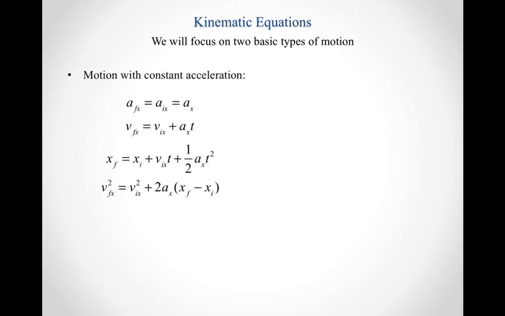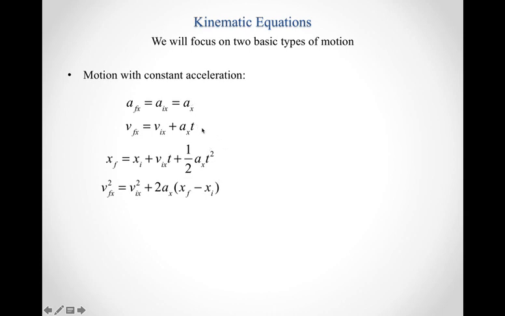The second type of motion that we're going to focus on is motion with constant acceleration. So constant velocity is the first one, constant acceleration is the second one. And so here, instead of our acceleration value being zero, what we know is it's not zero, but it also isn't changing. So the final acceleration and the initial acceleration values are the same, so we're just going to call it a. That's going to leave us with three equations.